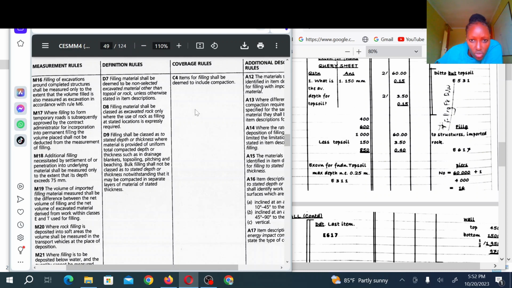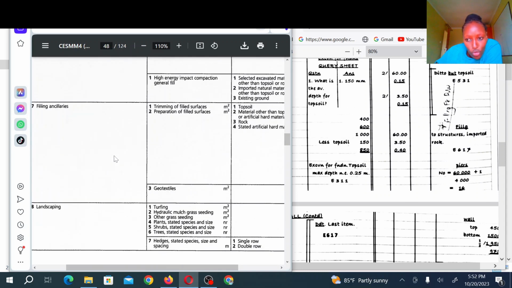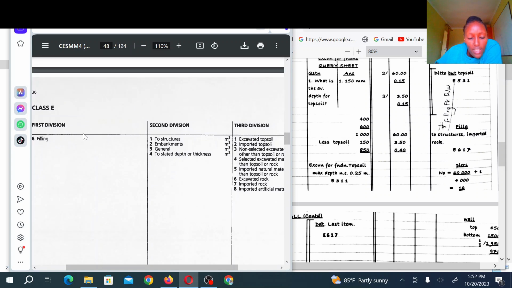All these rules should guide you to know where this filling should be used. Now, for our case, we want to do filling to structures. This filling will not be to embankment. Embankment is where we have water. Then we have general filling stated. Ours will be filling to structures. A retaining wall is one of the structures. So we shall be doing filling to structures.